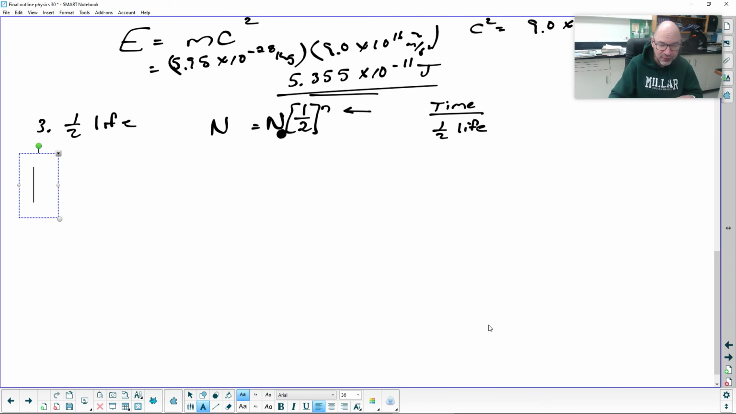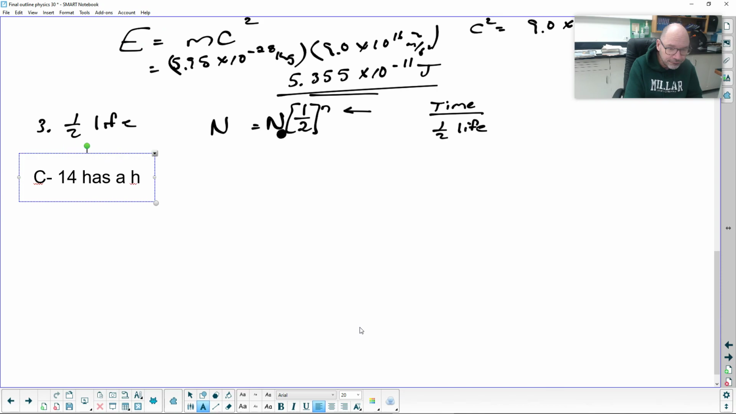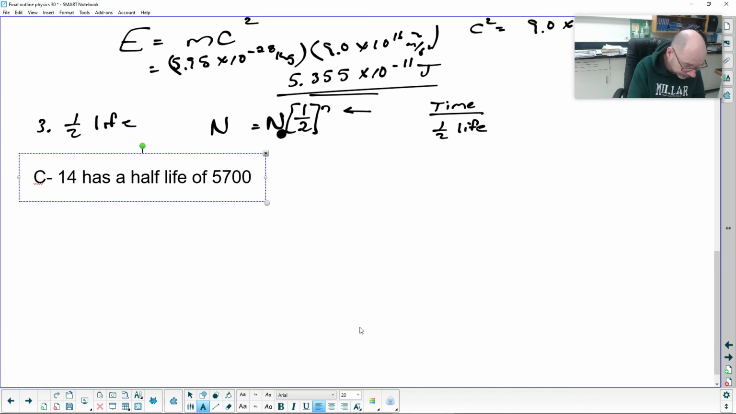Okay, so I'll model it like the one that is on the exam. I'm going to type this one. So let's say C14 has a half-life of 5,700 years. I think it's actually like 5738, but we're going to round it off.